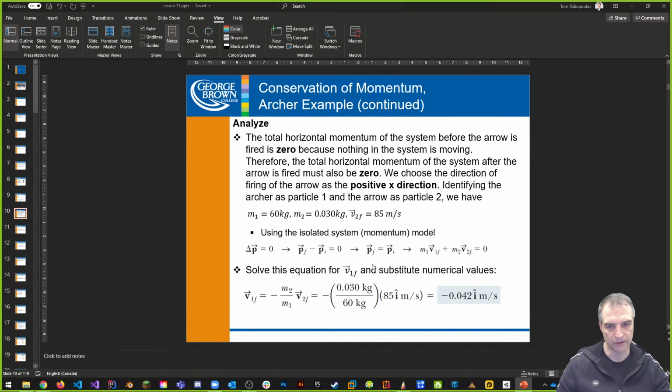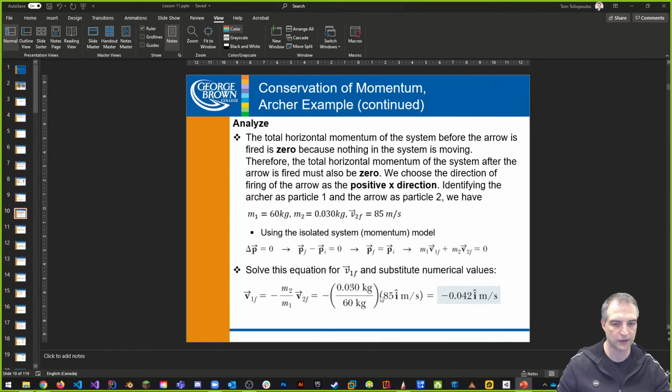We can then put in the mass of the object 2 on the top. So that's particle 2, the arrow, over the mass of the object on the bottom, particle 1, the man, 60 kilograms, right? And then we want to specify the velocity of object number 2, which makes up the momentum of object 2, multiplied by this ratio of masses, right? The ratio of masses.